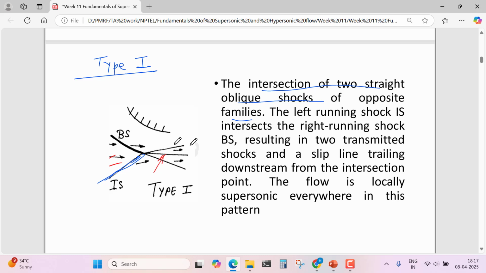So it is an interaction between two straight oblique shocks of opposite family. The left running shock IS, this I is the incident shock, and this BS is the bow shock. So this left running IS is interacting with the right running BS, due to which there will be two transmitted shocks. One will be this and one will be this, and this will be the flip line between these two. And the flow will be supersonic everywhere because these are low strength shocks. So the flow will be supersonic everywhere in this type 1 interaction.